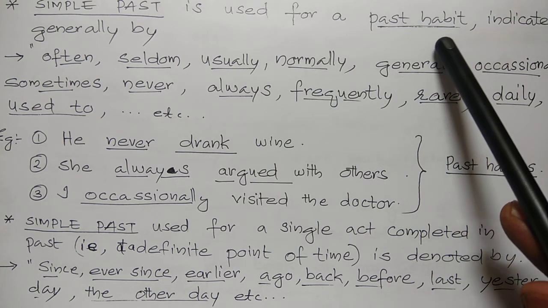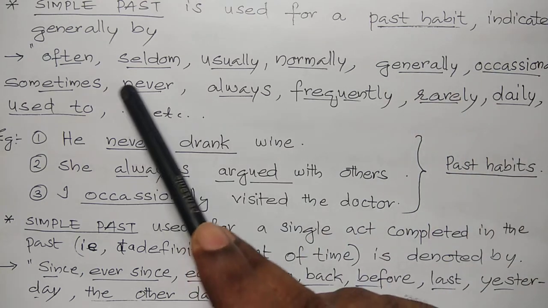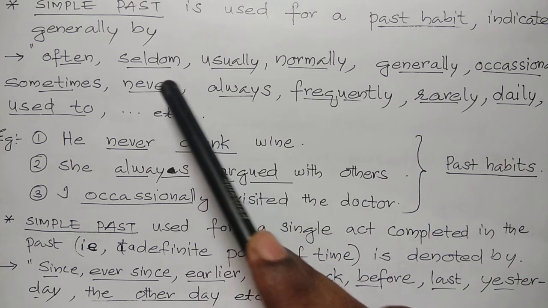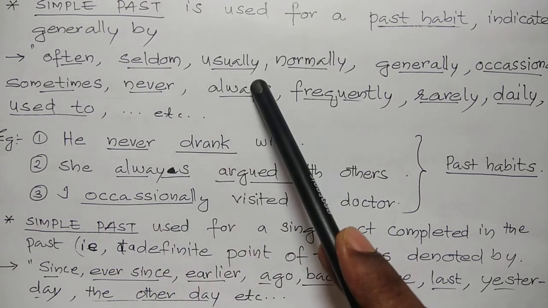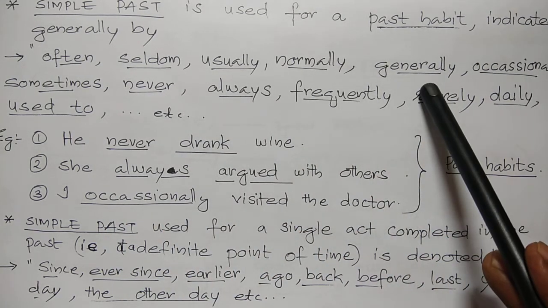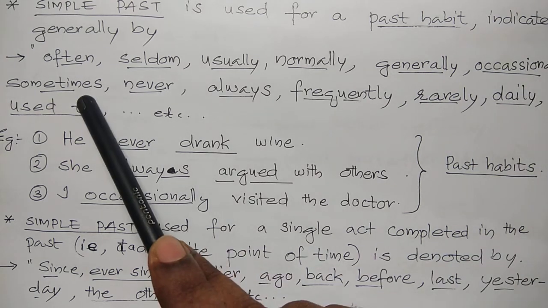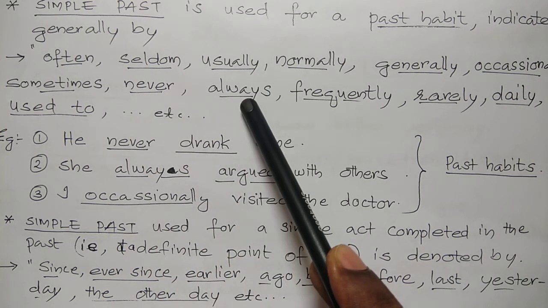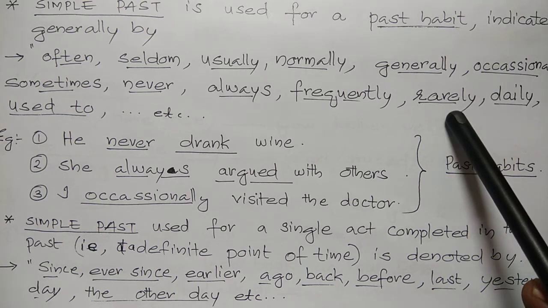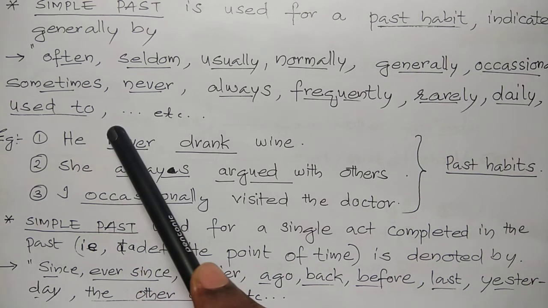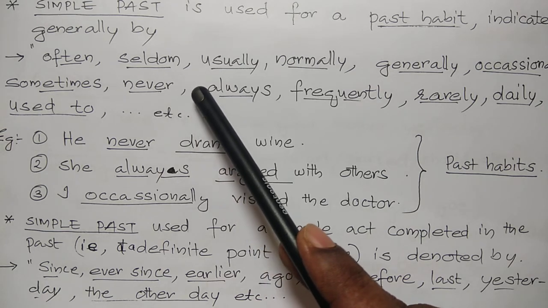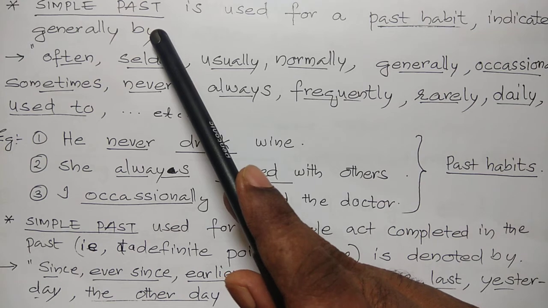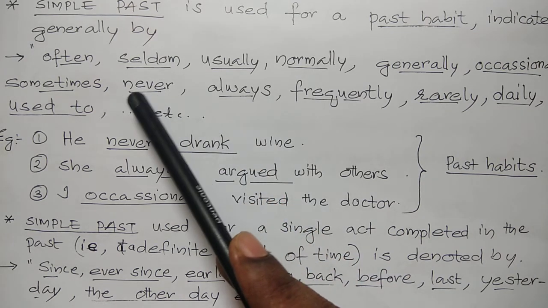So these words indicate a habit. Often, seldom, usually, normally, generally, occasionally, sometimes, never, always, frequently, rarely, daily, used to. All these words show a habit. It may be past or present habit. If it is past habit, we use simple past. If it is present habit, we use simple present.